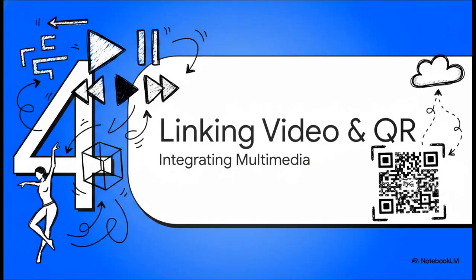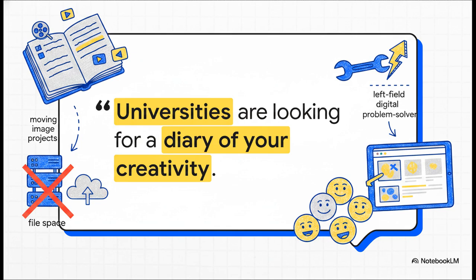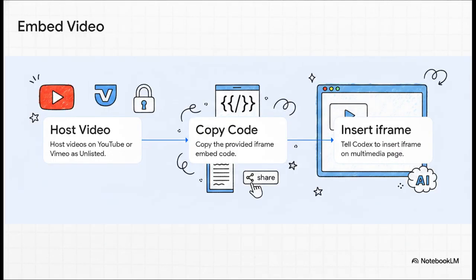Which brings us to section 4, linking video and QR codes. Integrating multimedia seamlessly. The sources bring up a really powerful concept here. Universities are looking for a diary of your creativity. They desperately want to see your moving image projects, but they don't give you the file space for it. So by building this site, you're using a brilliant left-field digital hack. This proves to any interview panel that you're an innovative problem solver who absolutely refuses to let technical constraints dim your creative output. Here are the exact step-by-step instructions for getting those heavy video files onto your site.